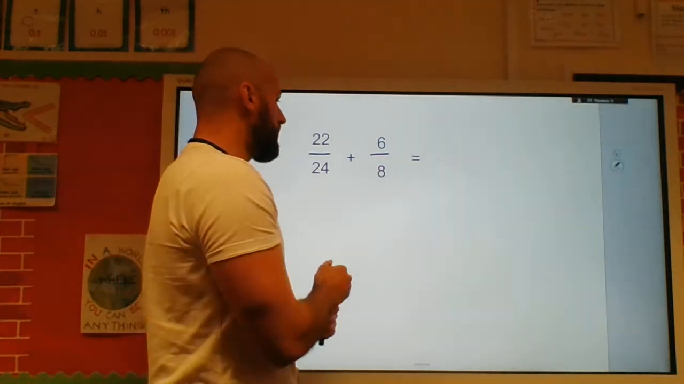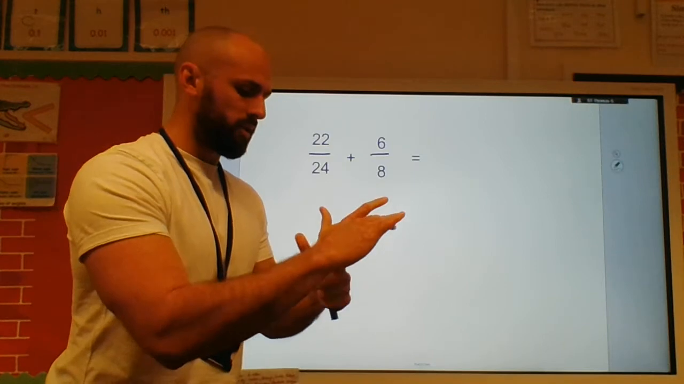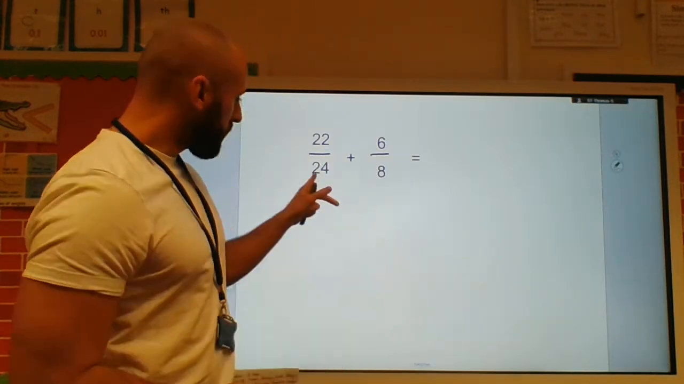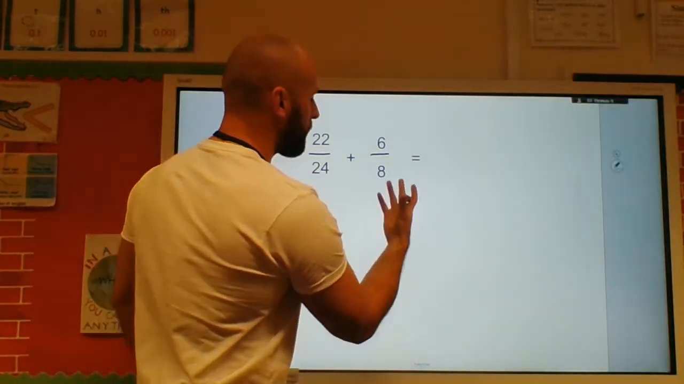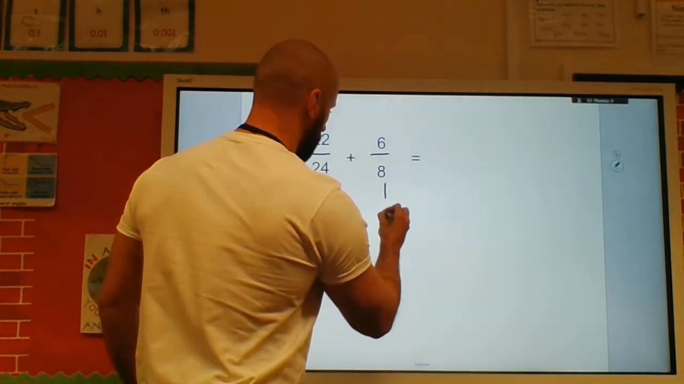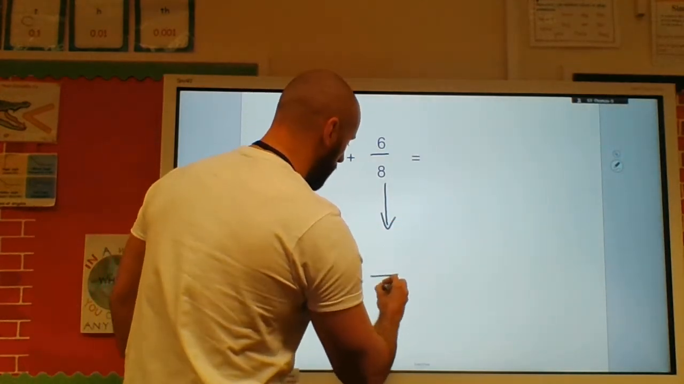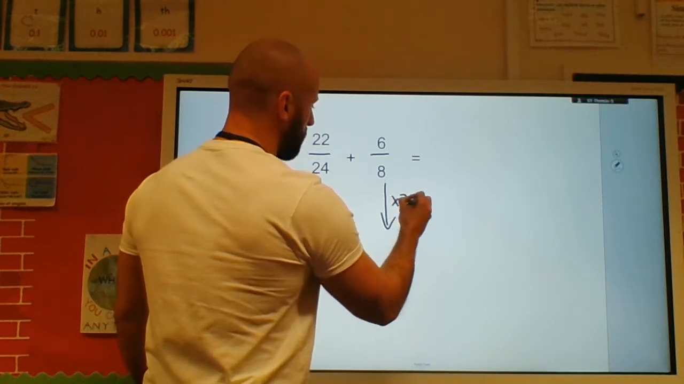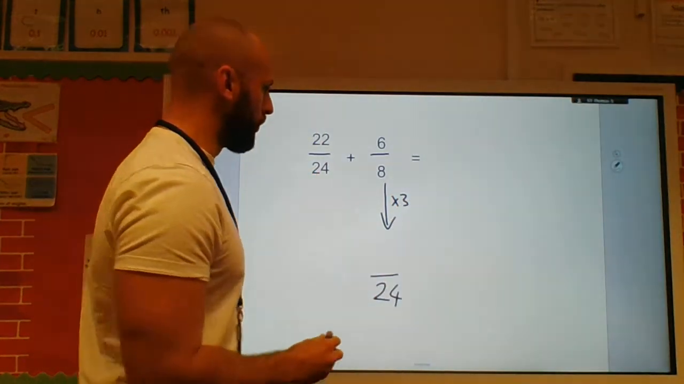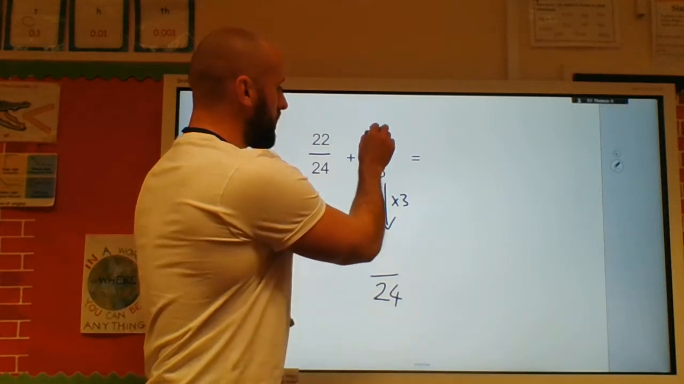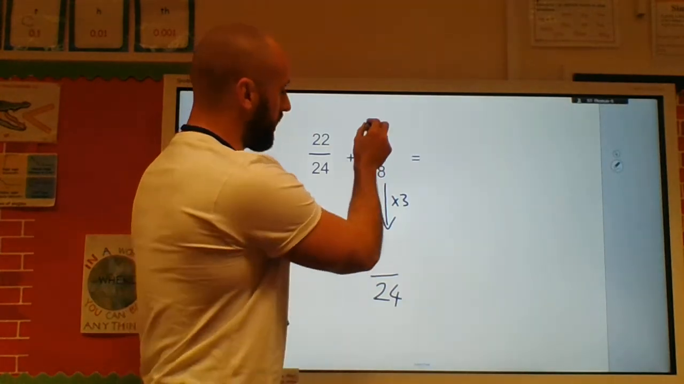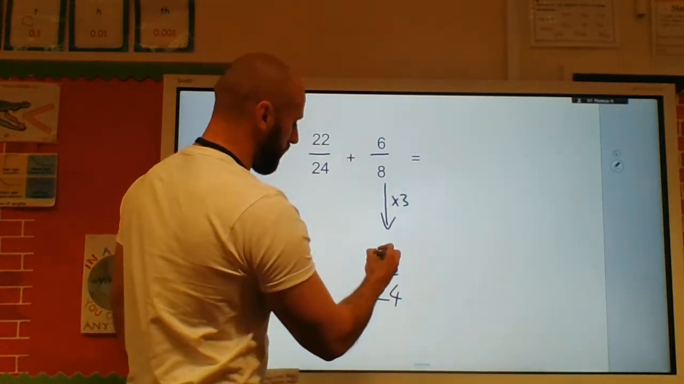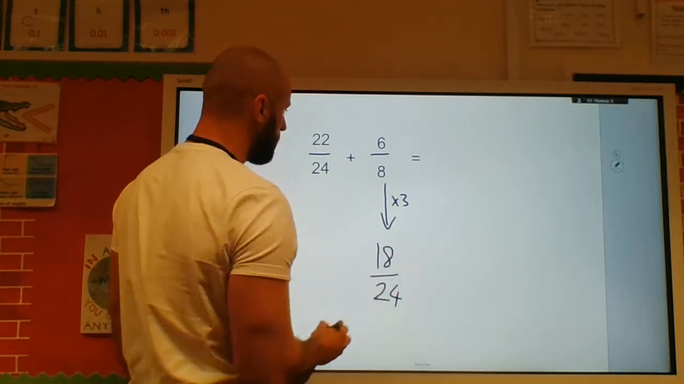Well, I know my 8 times tables, 8, 16, 24. So I can actually use 24. It's only this fraction, 6/8, that we need to change. Well, 8 times by 3 gave me 24. So whatever I do to the denominator, I must do to the numerator. 6 times by 3 gives me 18.